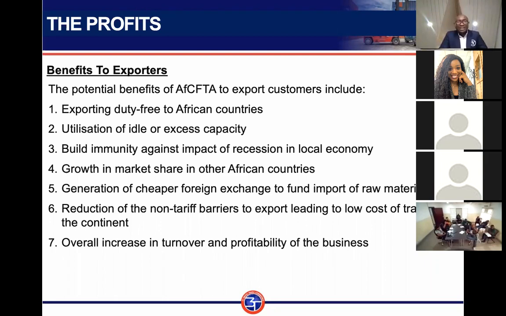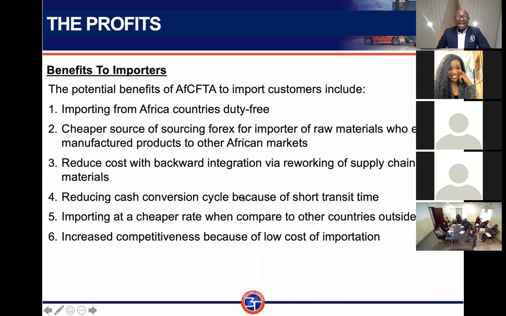The exporter can benefit from the reduction of tariff and non-tariff barriers, leading to low cost of export, low cost of trading on the continent. In fact, there is a chance for overall increase in profitability of the business. How about importers? Importers also have benefits.